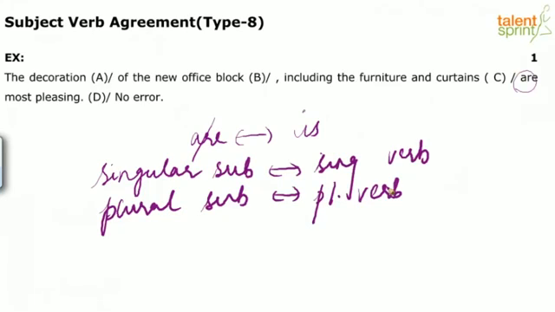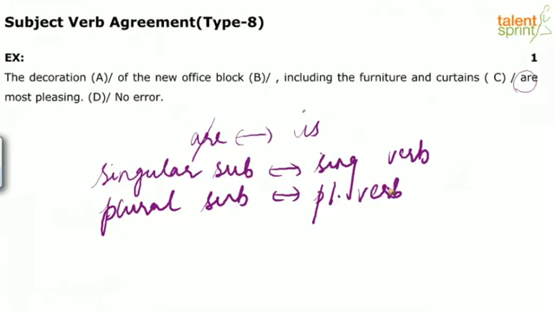Sometimes a lot of students in the exam interface may get confused. The subject is decoration. Decoration of something, of the new office block. That is another noun phrase. Decoration is the main thing that we're talking about. Then in that case, including furniture, curtains, it should become plural, isn't it?